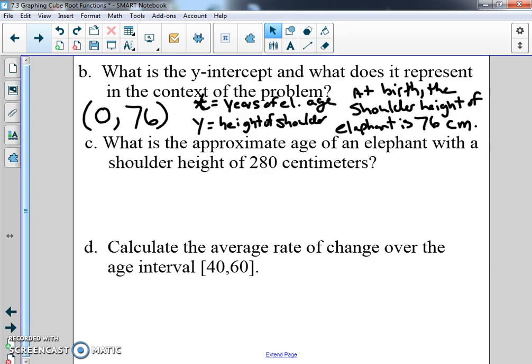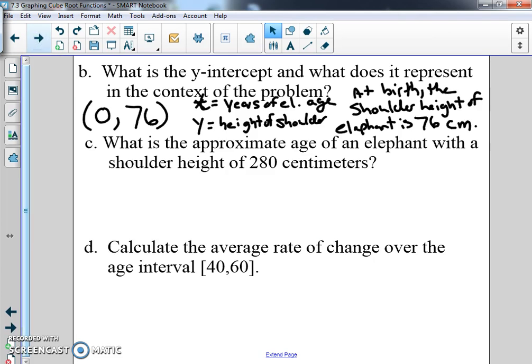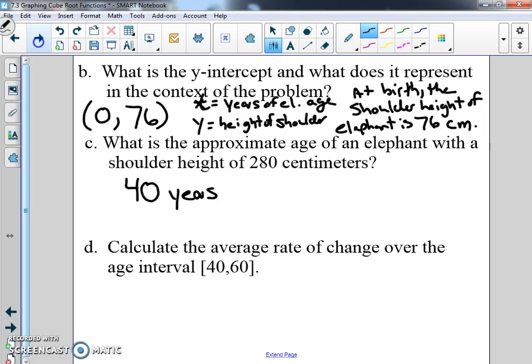Okay. So now we're asking what is the approximate age of an elephant with a shoulder height of 280 centimeters. So let's go back to our table here. And we see we have 288 centimeters right here at year 40. So we could say the approximate age of an elephant with a shoulder height of 280 centimeters would be 40 years old. Because at 40, we have the point 40, 288. So that's where that is going to come from.